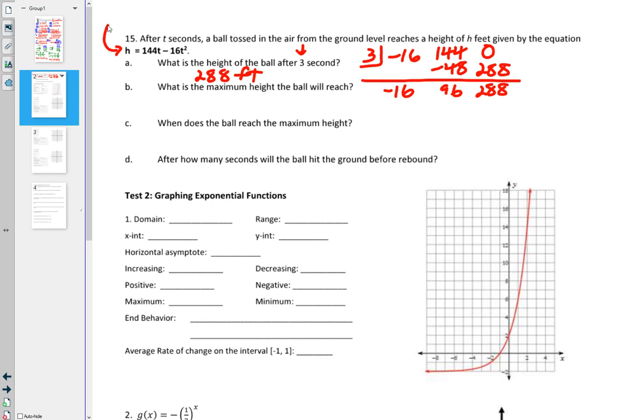What's the maximum height of the ball? Okay, so what do I need to know in order to find a maximum? What did I tell you to associate maximum and minimum with? The vertex, good. And if I want the maximum height, that means I need the k of the vertex specifically.